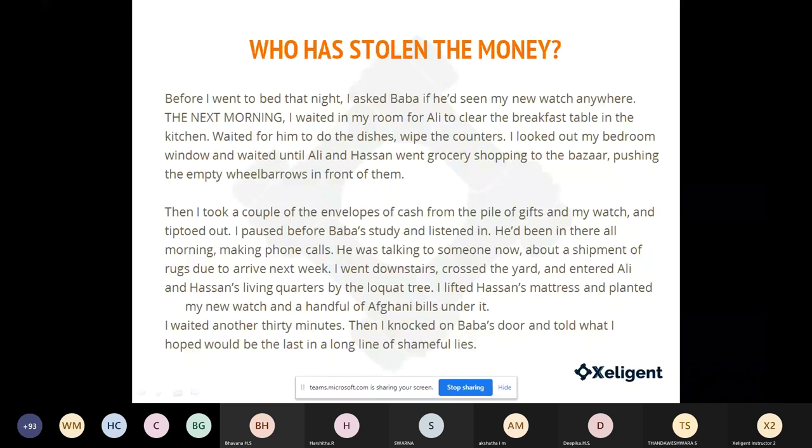He had been in there all morning making phone calls. He was talking to someone now about shipment of drugs due to arrive next week. I went downstairs, crossed the yard and entered Ali and Hassan's living quarters by the locket tree. I lifted Hassan's mattress and planted my new watch and a handful of Afghani bills. I waited another 30 minutes. Then I knocked on Baba's door and told what I hope would be the last in a long line of shameful lies.